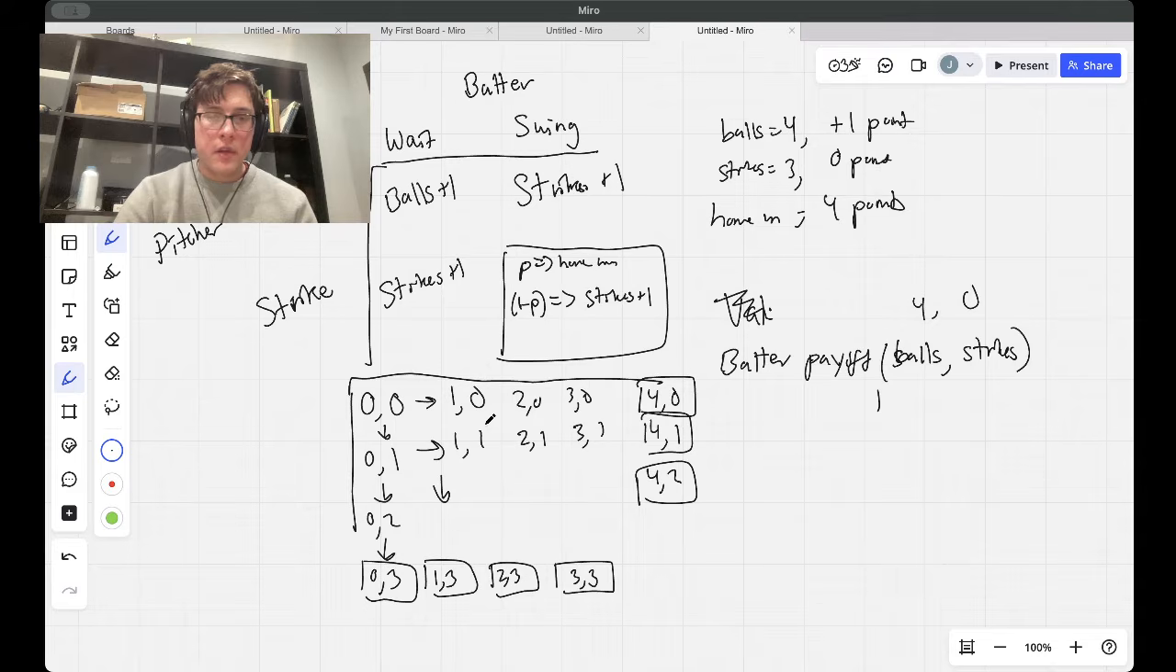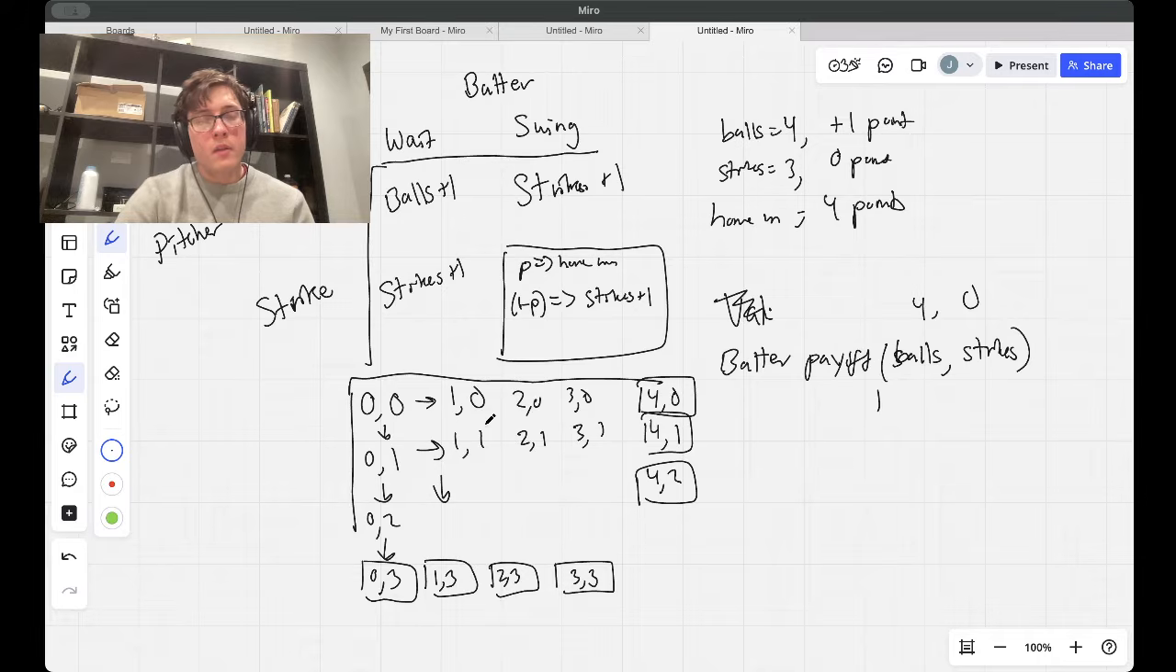So in order to write that down, as a batter, I'm going to wait with probability x and swing with probability 1 minus x, because I have two choices. Then as a pitcher, I'm going to pitch a ball with probability y and a strike with probability 1 minus y.